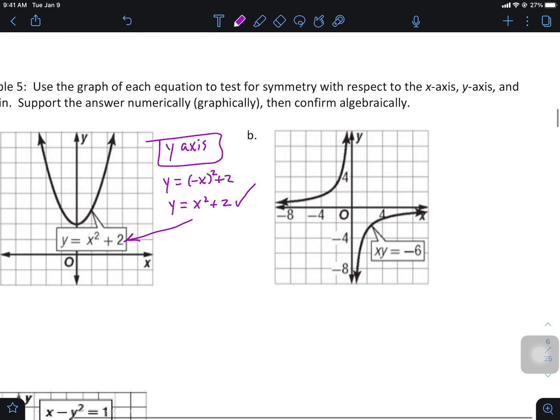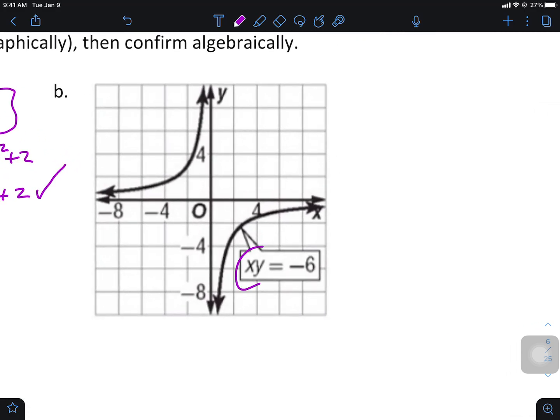Okay, now B. B is very similar here. Notice the equation's not set equal to y, but that's not really that big of a deal. This one to me appears that if you rotate it 180 degrees, you should get the same graph. So I'm going to say that this is one of the rotational ones around the origin.